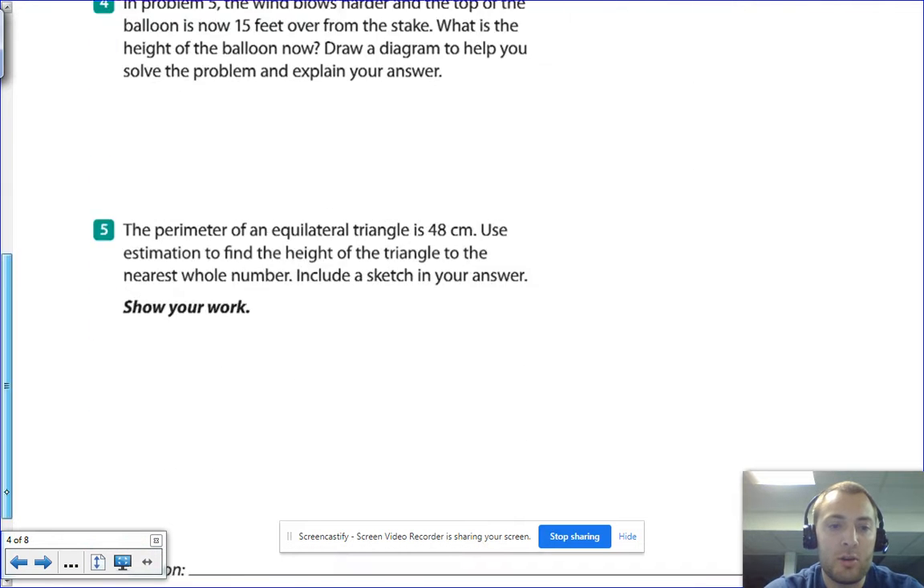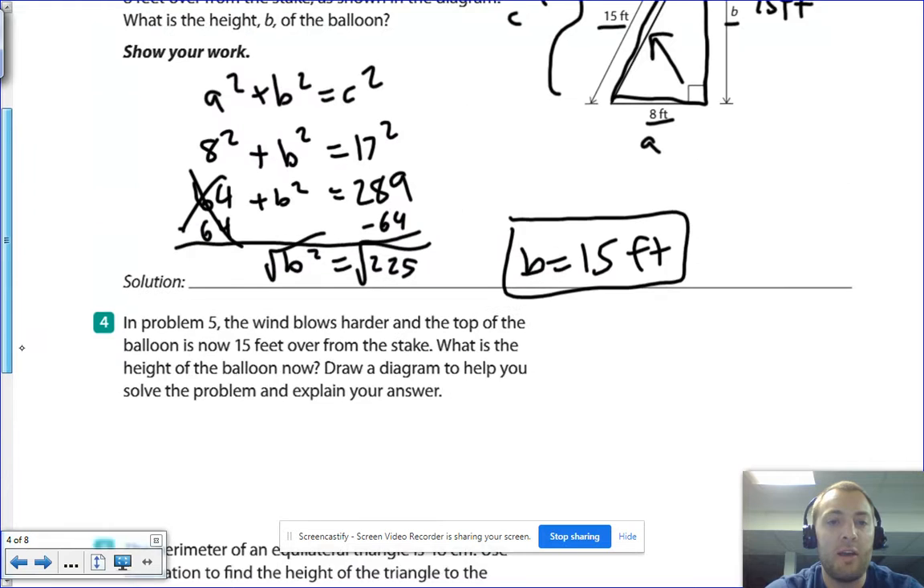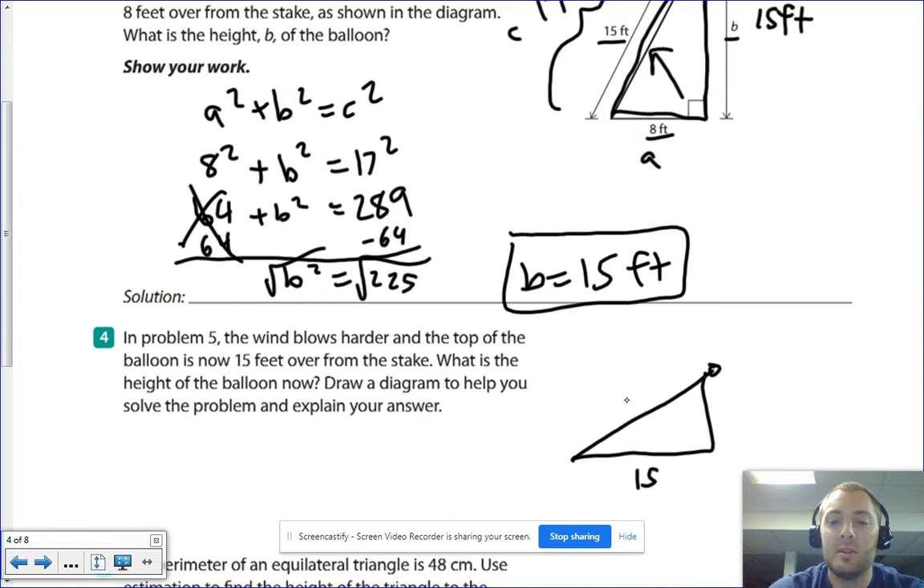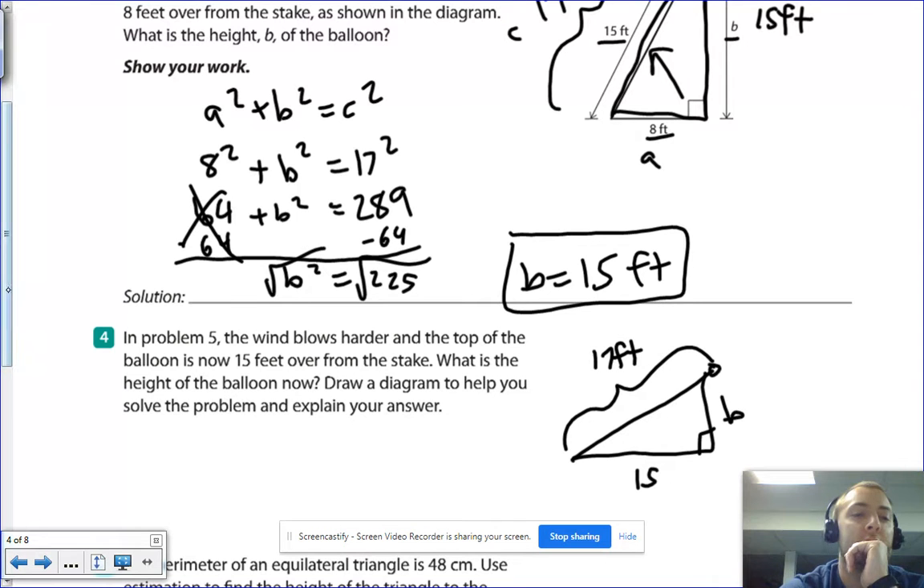Got a couple more. Let's go to number 4. Number 4, in problem 5, the wind blows harder and the top of the balloon is now 15 feet over from the stake. So let's just say we take our triangle. So our balloon is up here. It's actually 15 feet over from the stake now. This is 15 feet. But this whole thing, the rope and the balloon combined, is still 17 feet. We don't know this one. It says, what is the height of the balloon now? Draw a diagram to help you solve the problem and explain the answer.